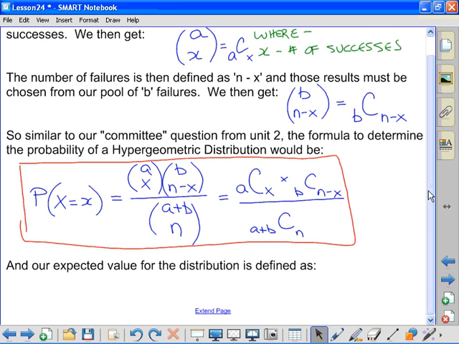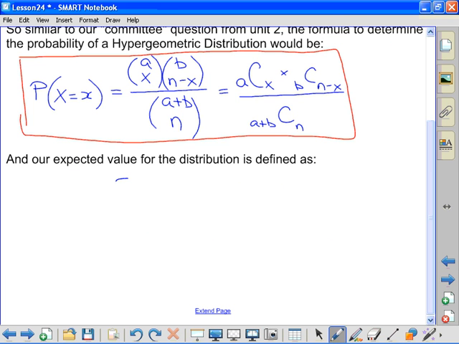Okay, and the expected value formula. Expected value is still the E of X. Following my notation here, it is the total number of trials for whatever you're doing, multiplied by the number of successes, divided by the total number of successes and failures together, or successful items together. So there's your expected value.